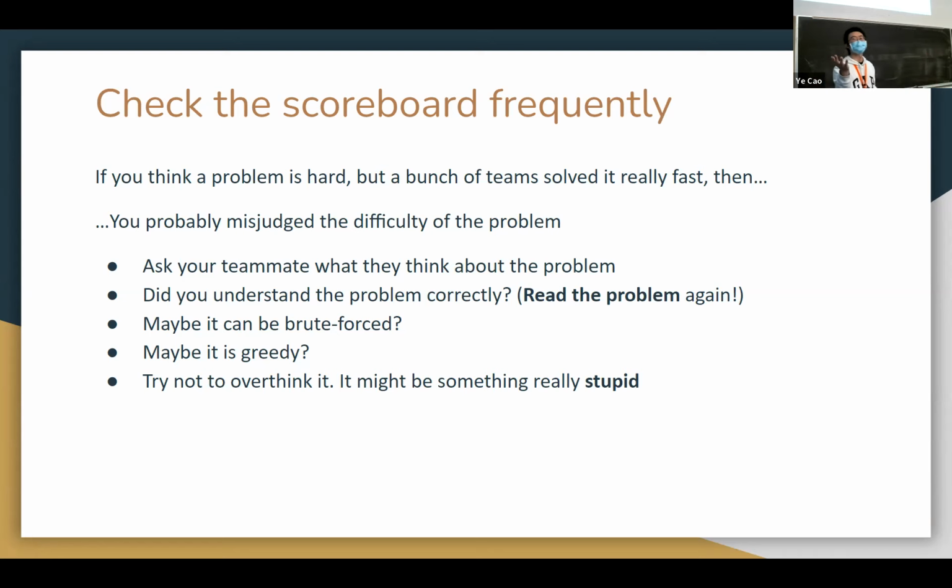If you misjudge the difficulty of the problem, consider how it can be solved. Maybe it can be brute forced. Maybe the constant of a brute force algorithm is just so low that even an algorithm with a bad complexity will cheese through if you can implement it in a very efficient fashion. Maybe it's greedy. It's possible that some greedy structure exists that you can exploit.